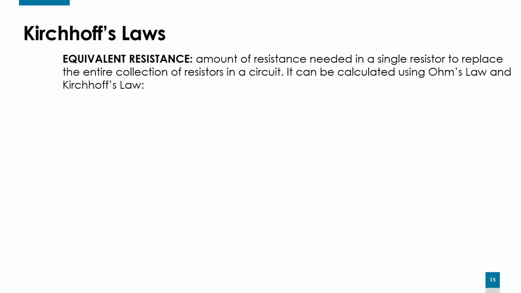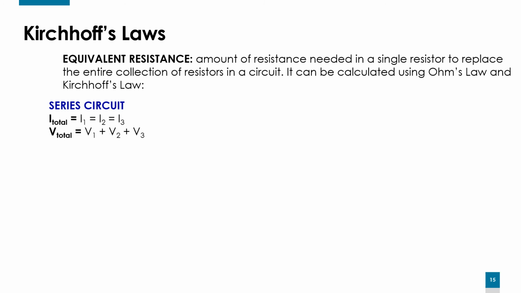Now, how do I calculate equivalent resistance? Because I can have different resistances, and for me to do the calculation, I need to find just one. So equivalent resistance is the amount of resistance needed in a single resistor to replace the entire collection of resistors in a circuit. It can be calculated using Ohm's law and Kirchhoff's law. So I'm going to show you here, but you don't have to do this, okay? Just for me to show where the formula comes from.